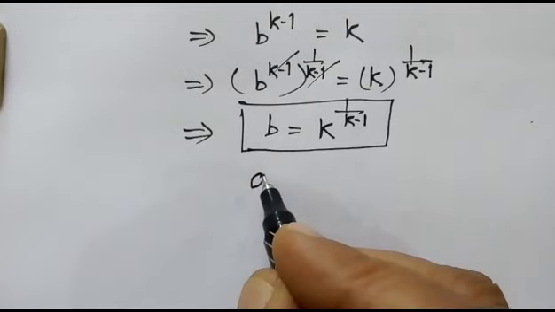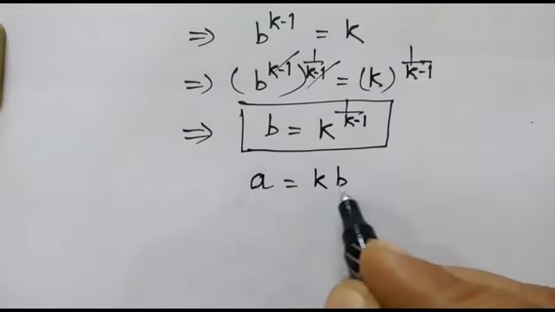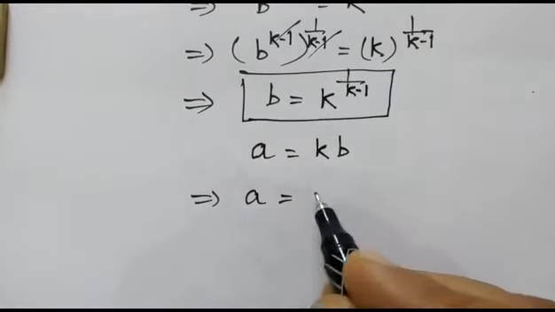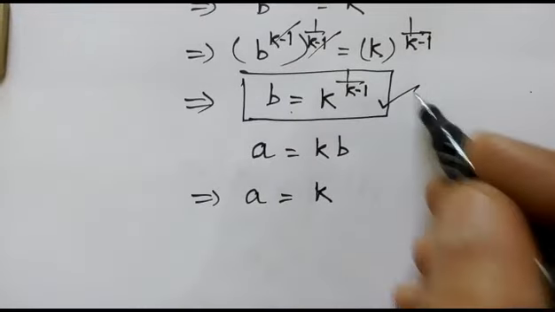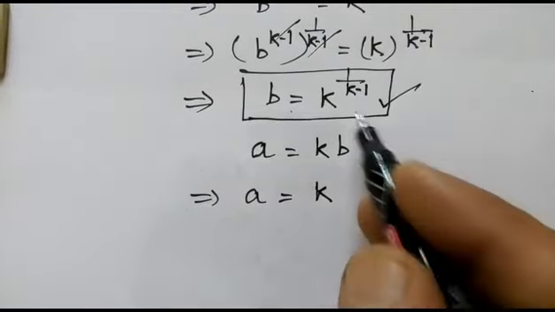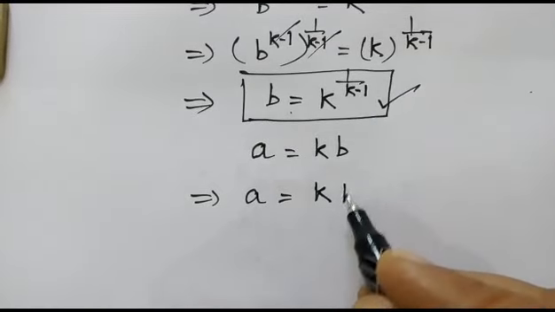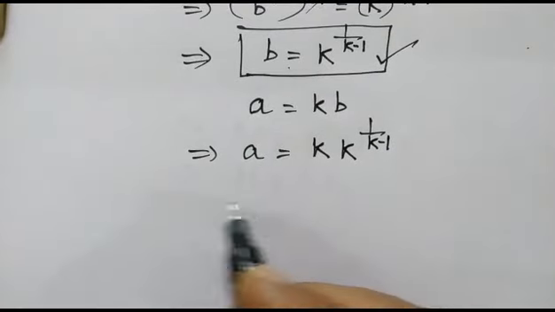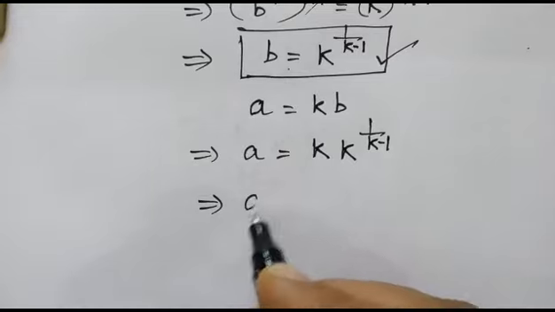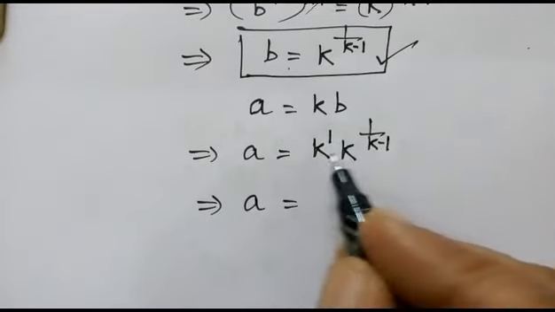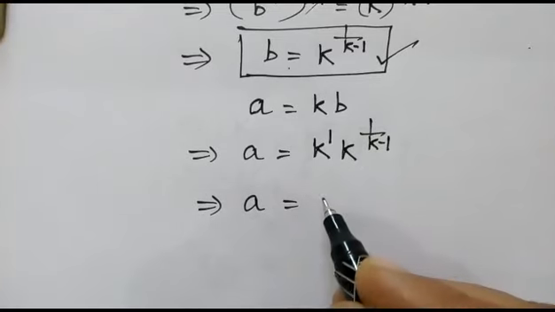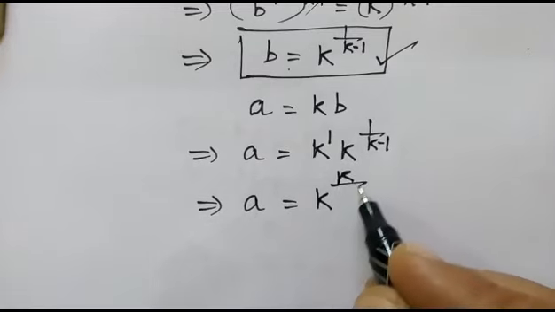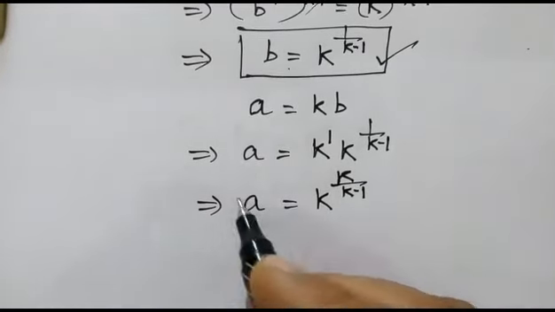As we have assumed a is equal to k into b, and the value of b is k to the power 1 over k minus 1, a is equal to k to the power k over k minus 1.